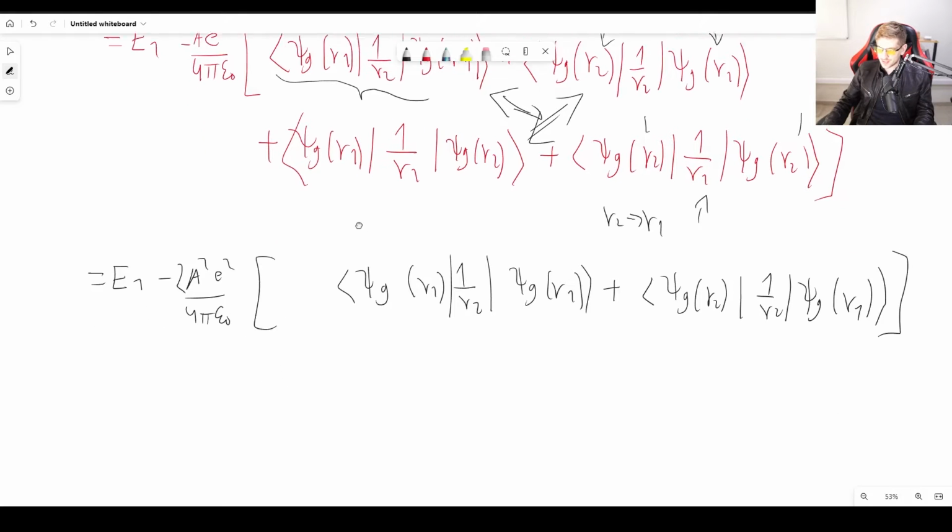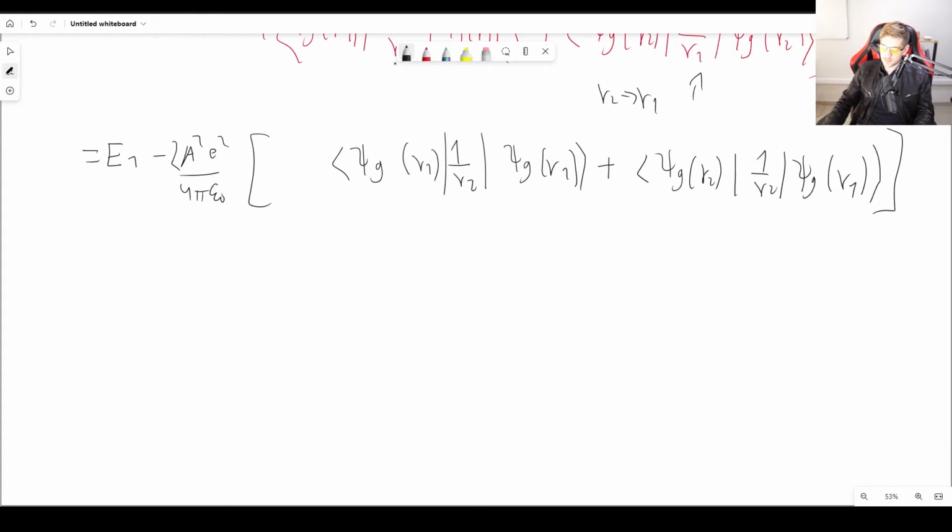Now this is what in Griffiths' book is called the d and the x integrals. So the direct integral is this one. I don't really know why it's called direct. If you know, you can leave it in the comment section. I honestly don't know. So this is that. And then there is the exchange integral, which is that one.